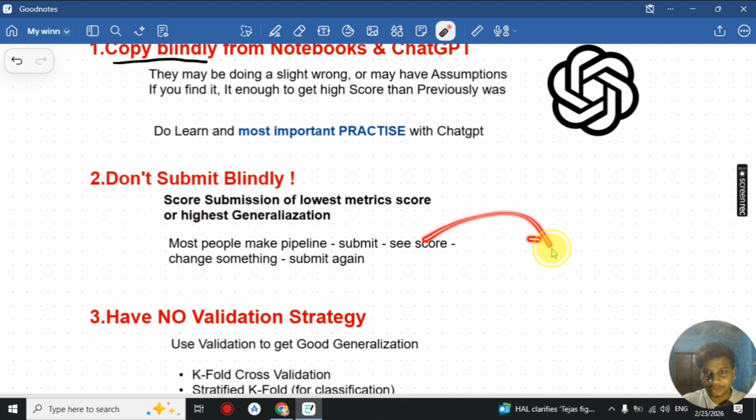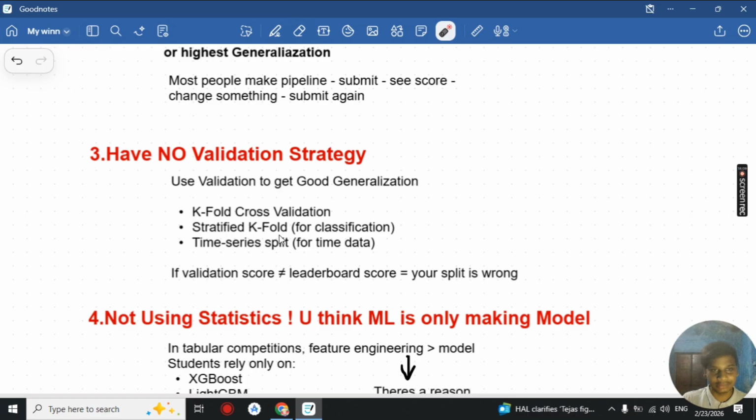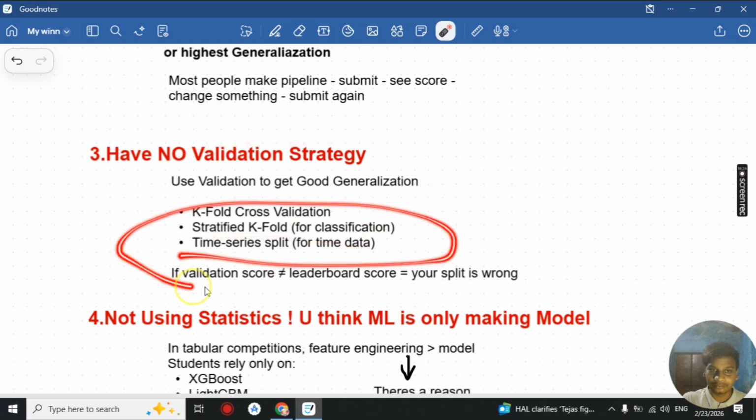So we are not randomly guessing. We are submitting the model which has the lowest metric score or the highest generalization only, okay, not a random submission. The third thing is that you must always have a validation strategy, okay. Using validation is a must for generalization, and without good generalization there is no purpose in making a model here, okay. So we could use our k-fold cross validation.